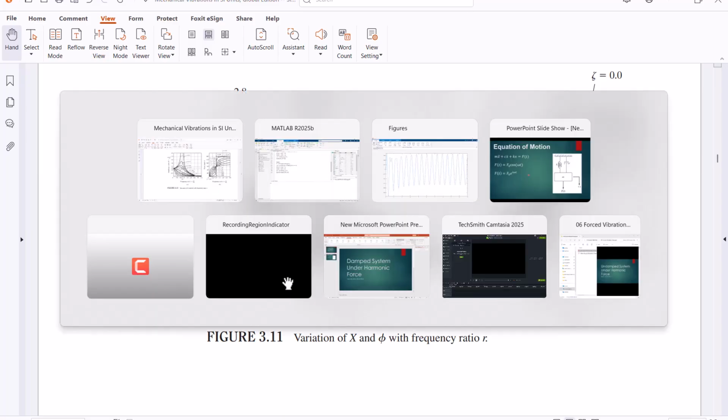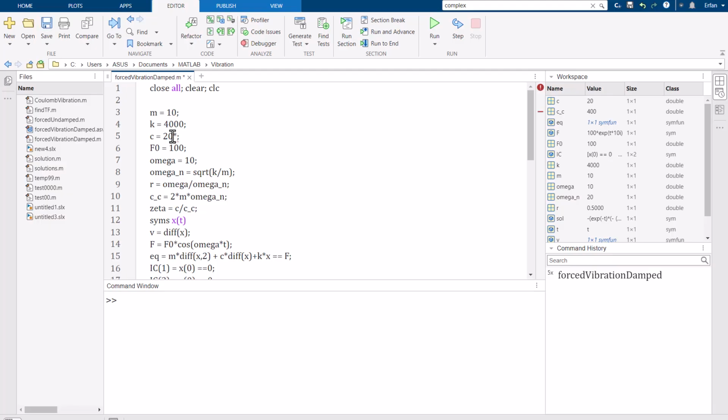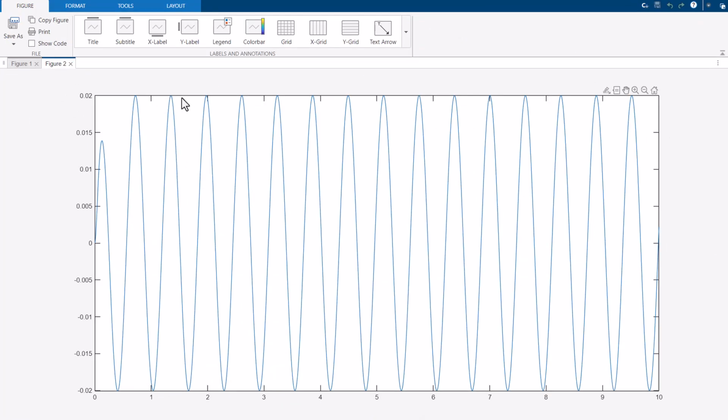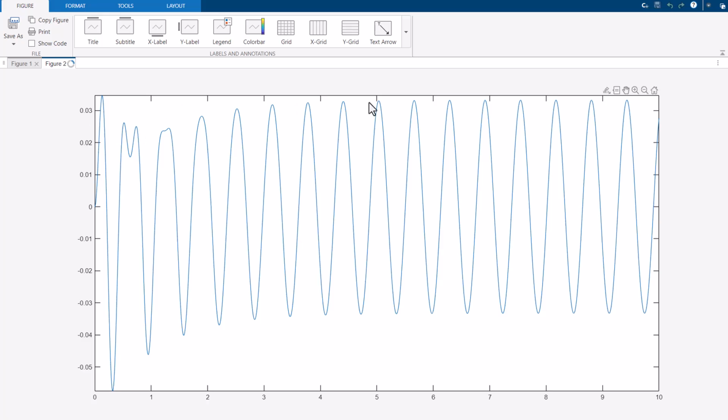So we can test it here. If I multiply c by, let's suppose, 20, and I press F5, okay, you can see the amplitude of oscillations is smaller this time compared to the previous time. So it is 0.02 in this example, but previously it was 0.03. So increasing the damping coefficient is going to reduce the oscillations, the amplitude of oscillations.